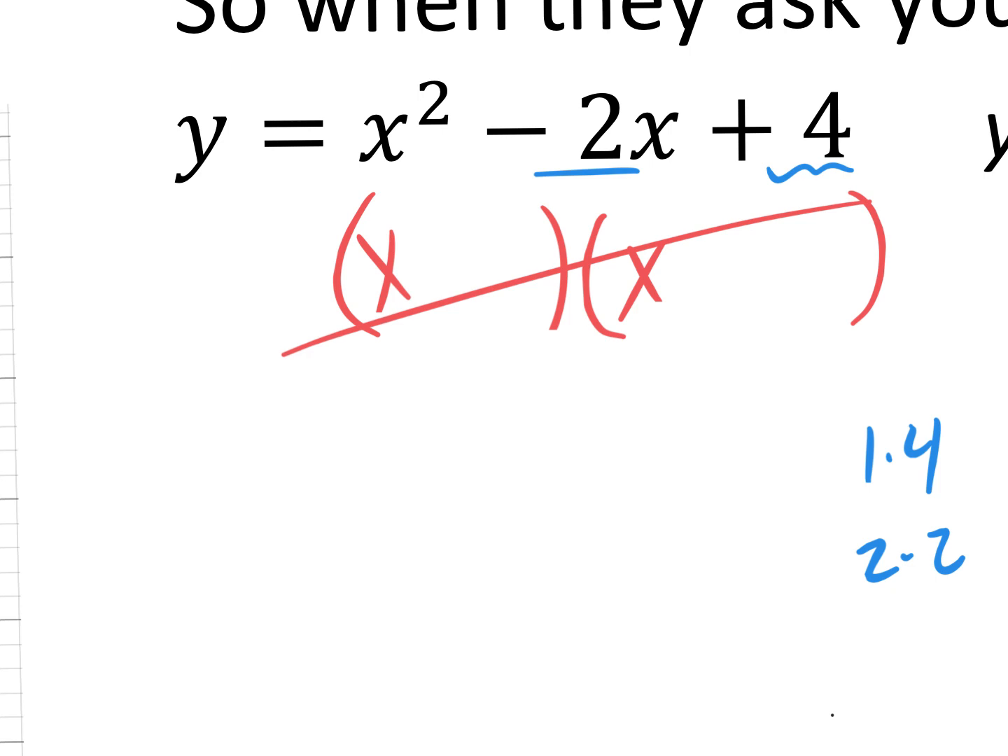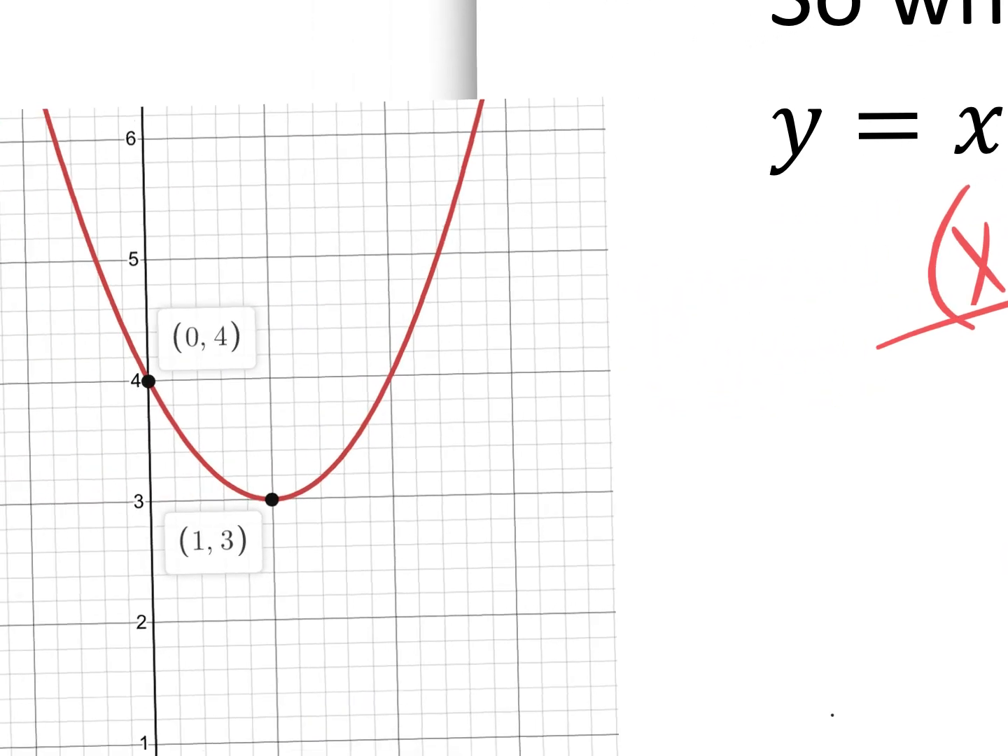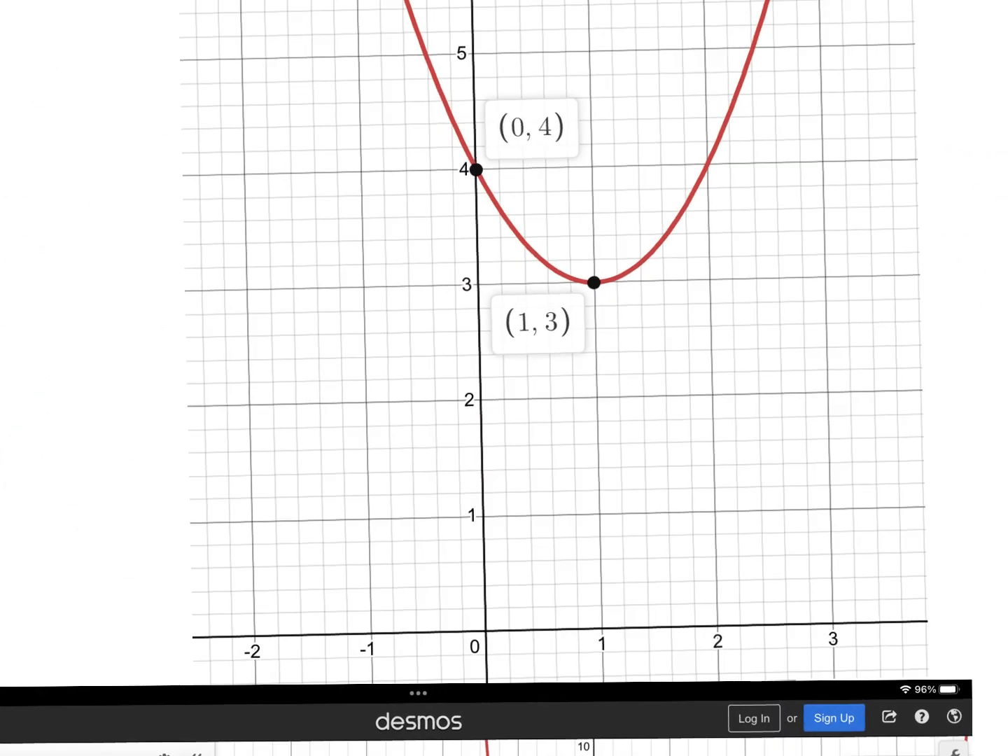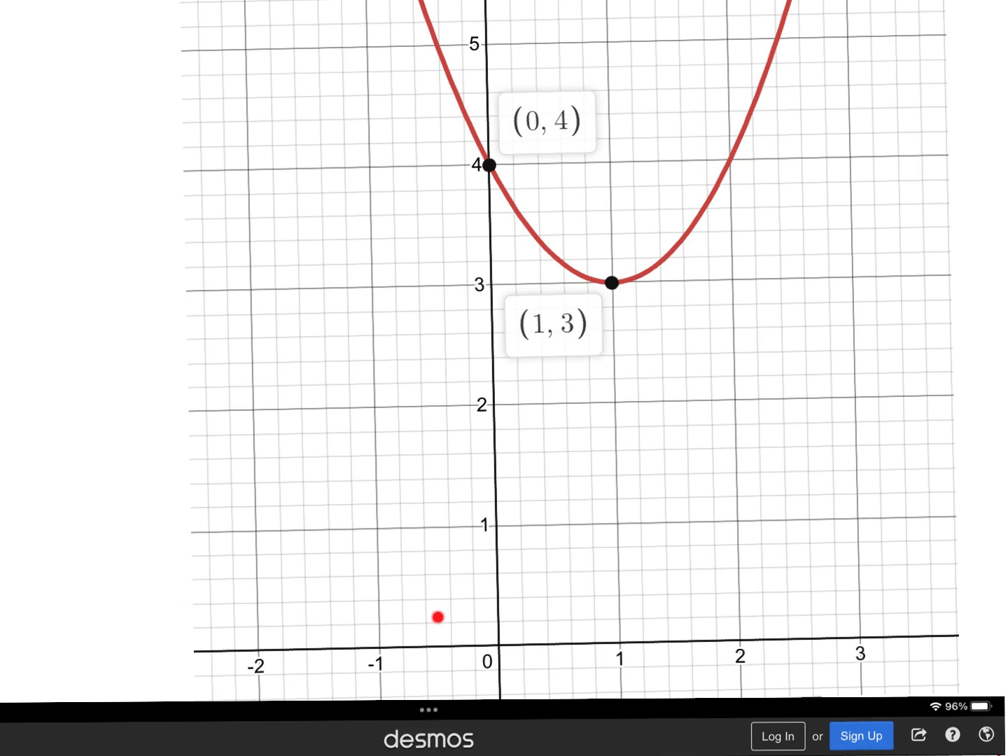And what does that mean? That if you were to graph it on Desmos and you're looking for the x-intercepts, which are your solutions, you're going to see that it doesn't cross the x-axis. So that's why there's no real solutions to that problem.